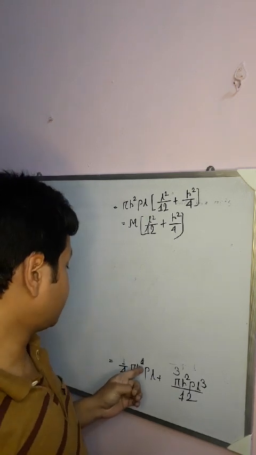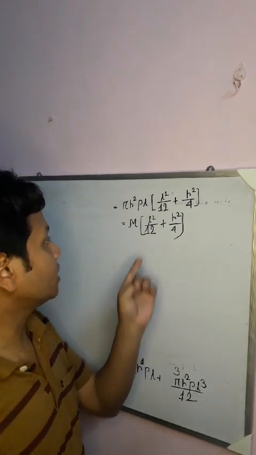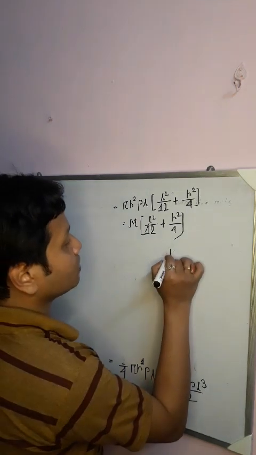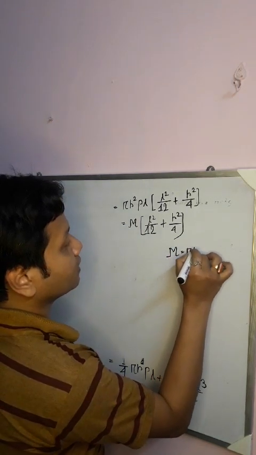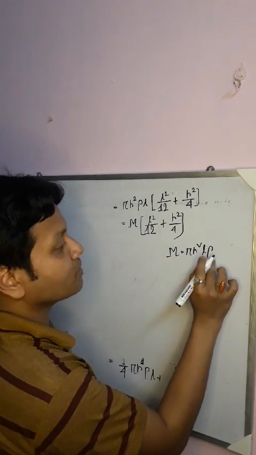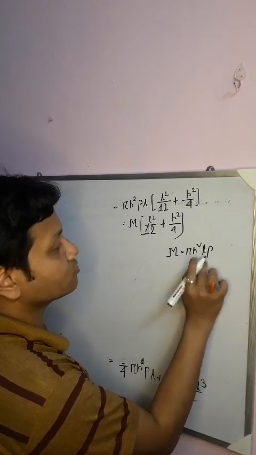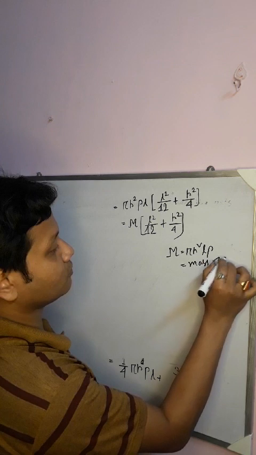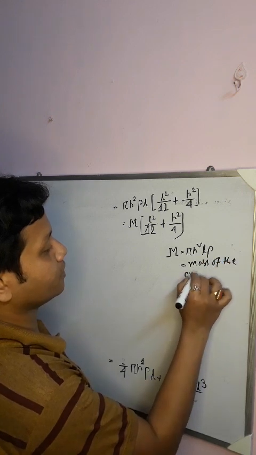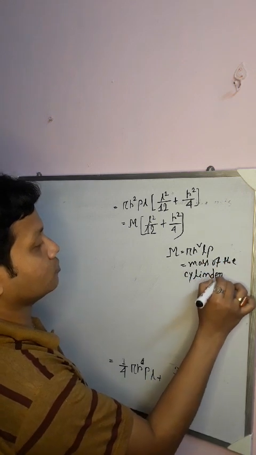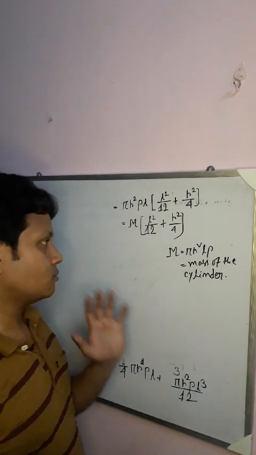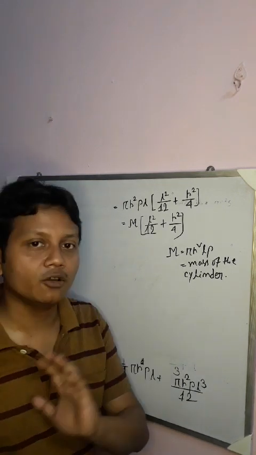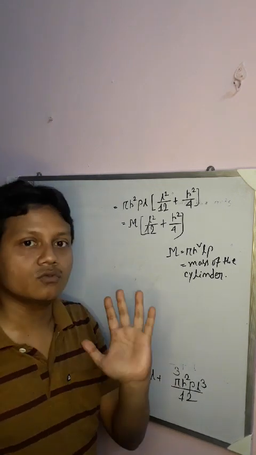I made a mistake, there will be r to the power 4. Where m is what? Pi r square L rho. Rho is the mass per unit volume, so pi r square L is the volume. So this is the mass of the cylinder. So in today's lecture we have found the moment of inertia of a solid circular cylinder.